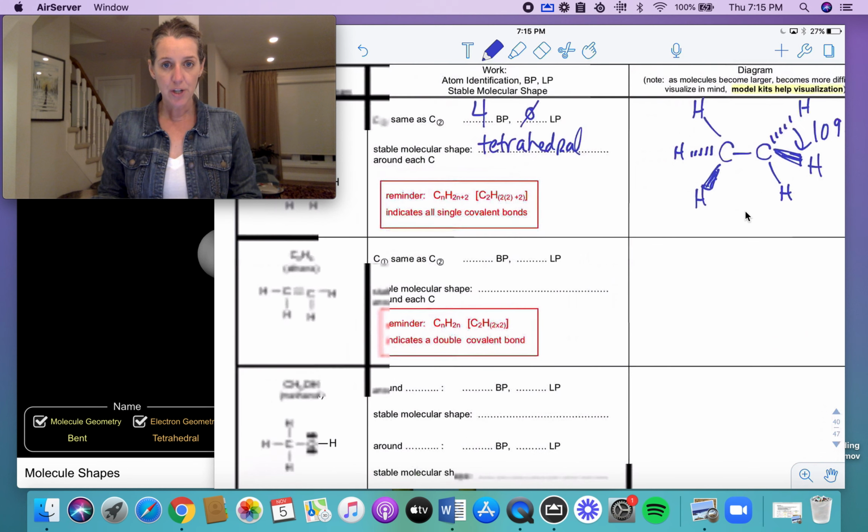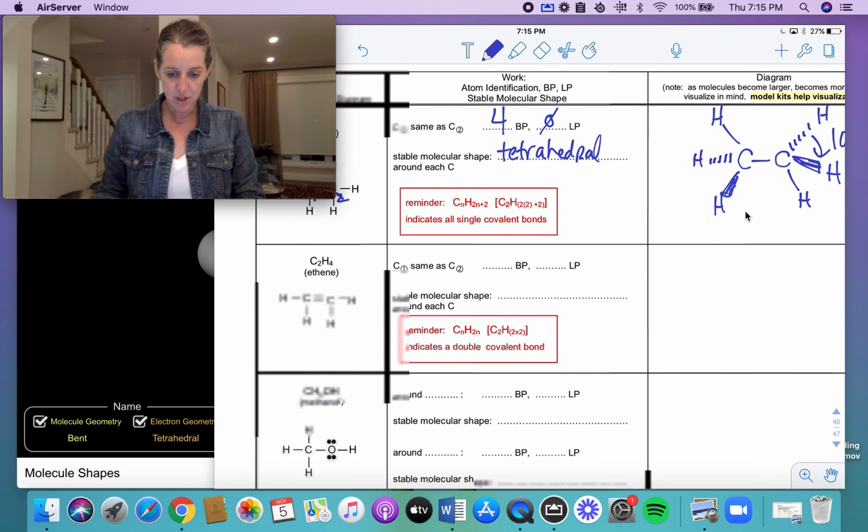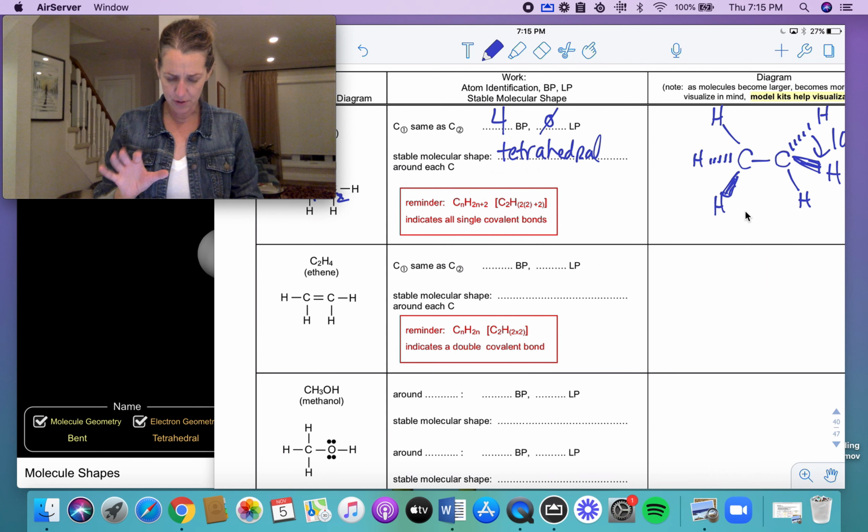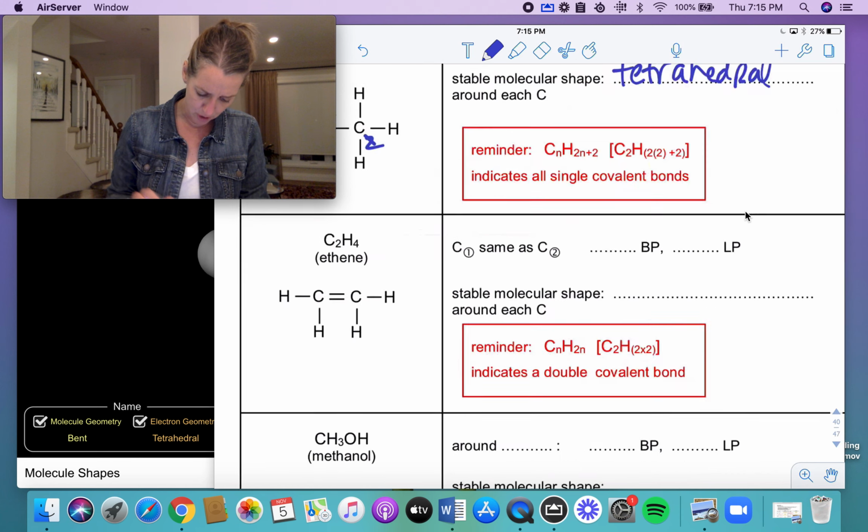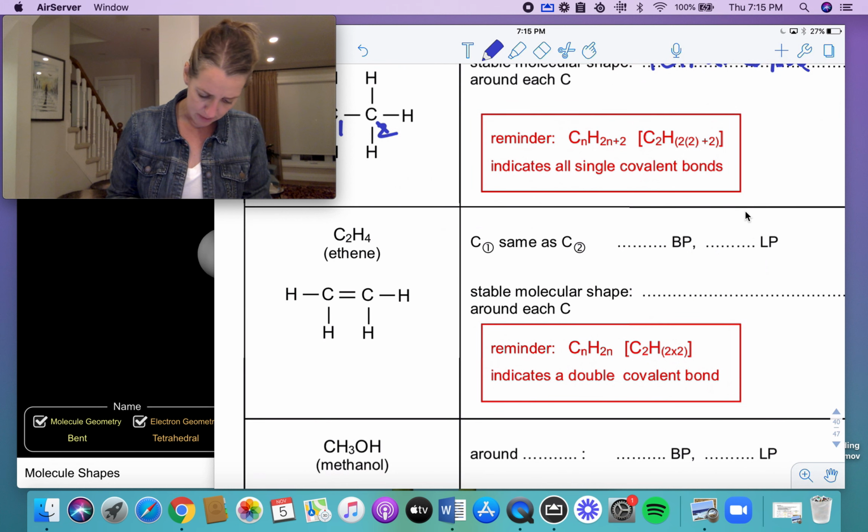Okay, do you want to do one more, or do you think you've got this? Do you want to just fill them in from the sheet? Why don't I just show you the first one, and then you can go ahead and do the next one where the carbons are going to be a little different. Let's call this carbon 1 and this carbon 2.